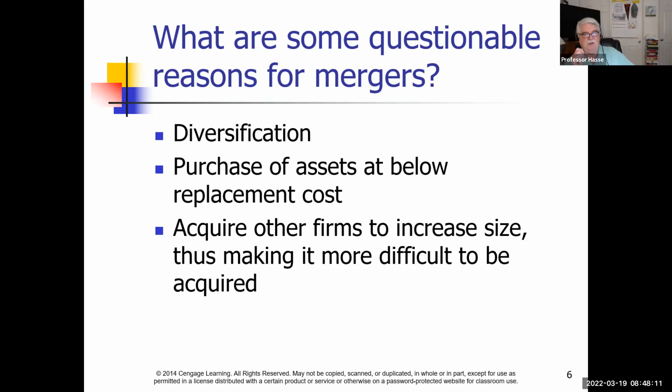Also, sometimes you acquire firms to increase your size, thus making it more difficult to be acquired. Sometimes companies merge or acquire other companies to make themselves more difficult to be merged or acquired. That's a funny thing, but it's true. Companies want to grow and diversify to make it more difficult, more expensive for other companies to buy them out. That's an interesting part of the strategy behind mergers and acquisitions.